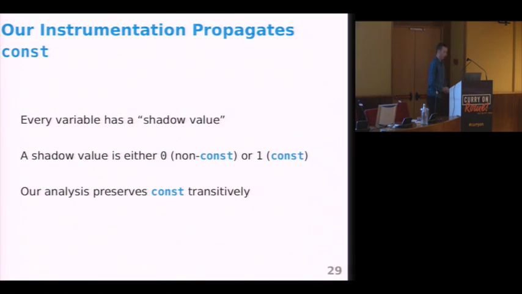Now, how does our instrumentation do this? Well, for every single variable in the program, we give it what we call a shadow value. A shadow value is basically either 0 being non-const or 1 being const, and this is a simplified version of our analysis. For more details, see the paper. But basically what our analysis does is preserve const transitively, so it gives us this deep bitwise immutability reasoning.